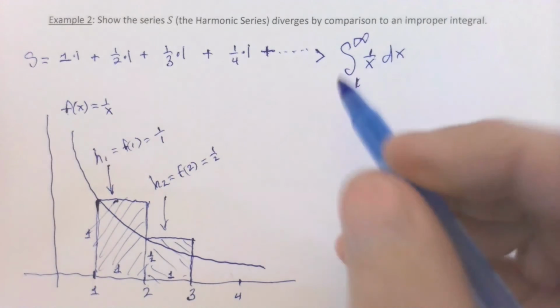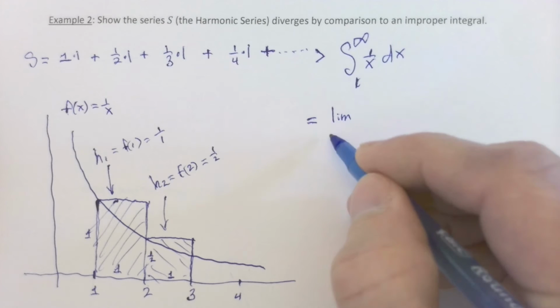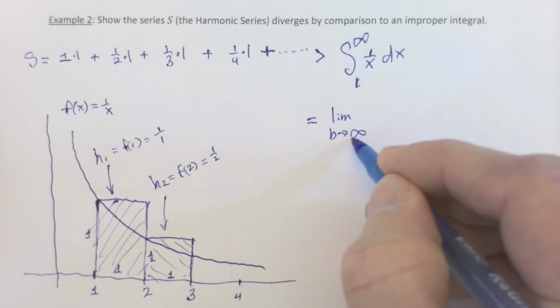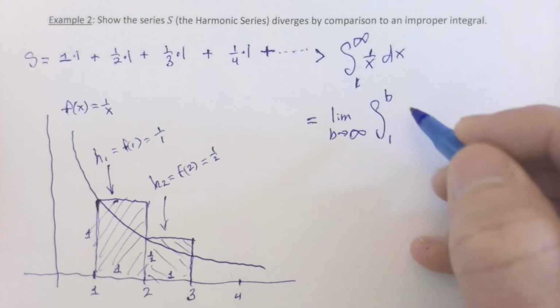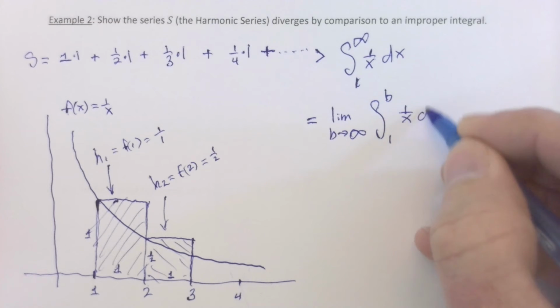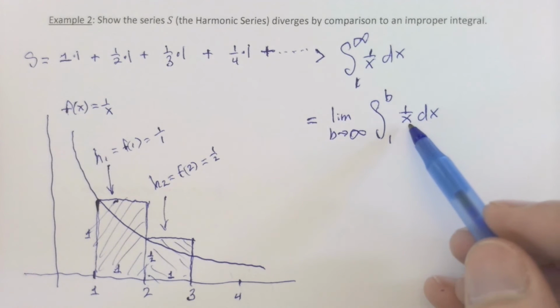Okay, how do you show that this is infinite? Well, because it's an improper integral, you're supposed to use limit notation here. Take the limit as b goes to infinity of the definite integral from 1 to b of 1 over x. And then if this limit exists, then we can talk about this as the area trapped under this curve. So how do you get this? Well, you need an antiderivative for 1 over x.